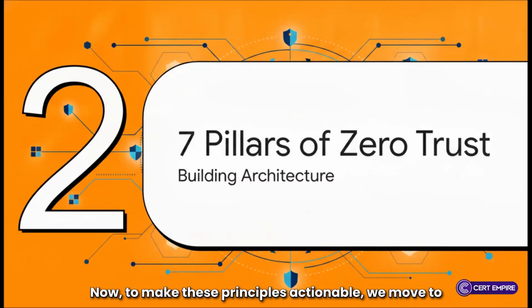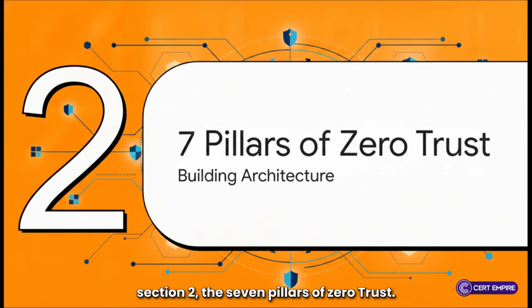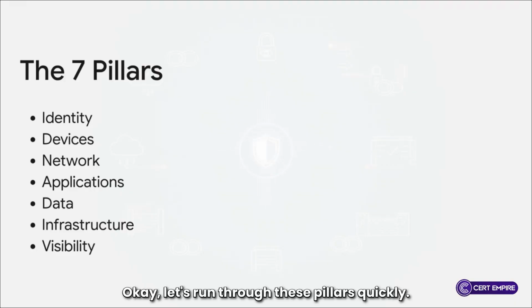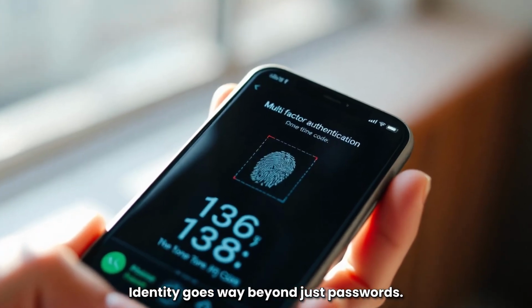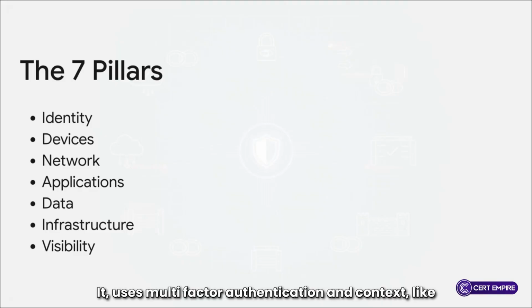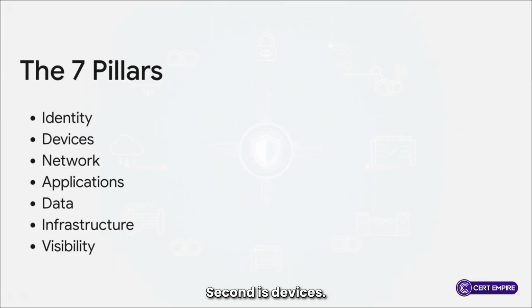Now, to make these principles actionable, we move to Section 2, the 7 pillars of Zero Trust, building the architecture. Okay, let's run through these pillars quickly. First up is identity. Right. Identity goes way beyond just passwords. It uses multi-factor authentication and context, like what time of day you're actually logging in. Got it. Second is devices.